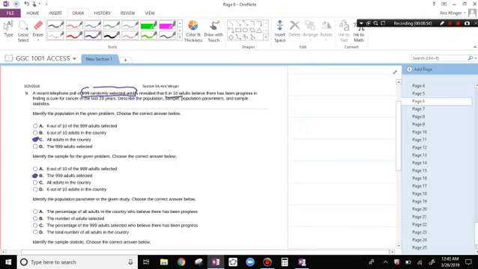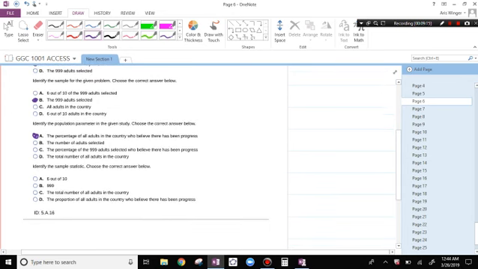Identify the population parameter in the given study. Choose the correct answer below. You want the percentage of adults in the country who believe that there has been progress. The sample statistic is going to be the 6 out of 10. That was true of the sample.